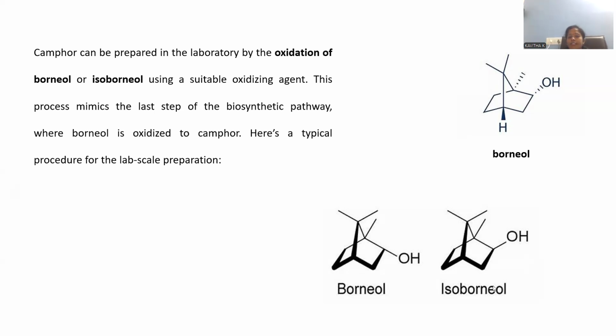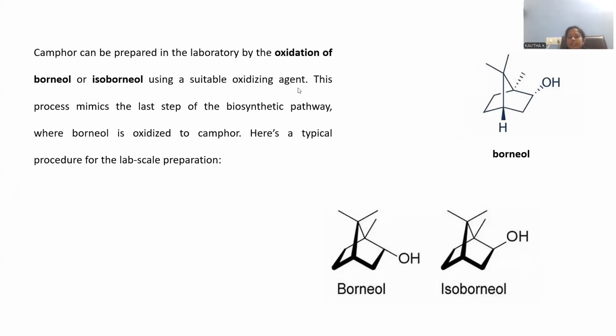Can you find any difference between borneol and isoborneol? The only difference is the position of the hydroxy. In one, the hydroxy is equatorial; in the other, the hydroxy is in the axial position. This is a kind of stereochemistry, which is nothing but the orientation of the functional groups. Both are isomers with respect to hydroxy orientation, right?